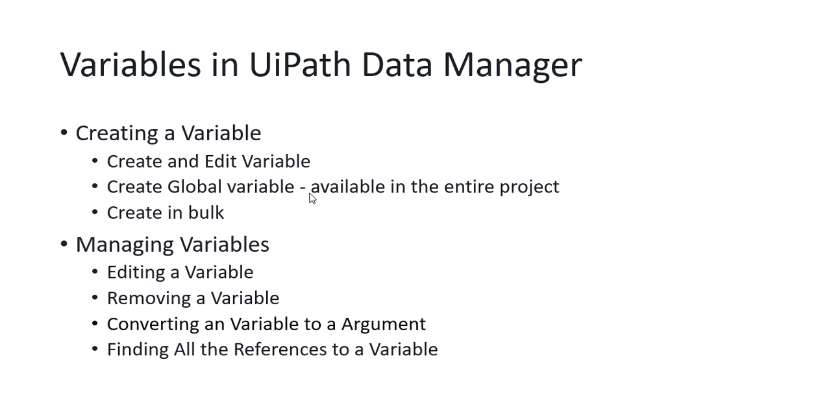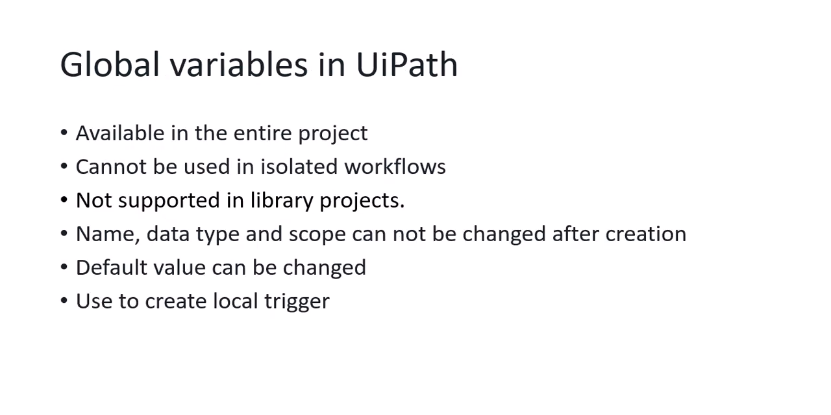Now, you can create a global variable like in a .NET program inside UiPath also. When you create any variable as a global, then that variable is available across the entire project. So what are the characteristics of the global variable and what are the limitations? Let's go through them one by one. When you create any variable as a global, then that variable is available throughout the entire project.